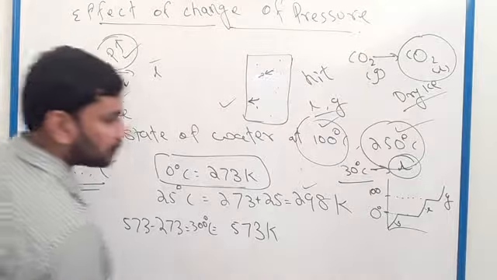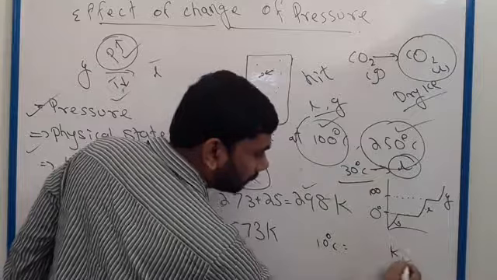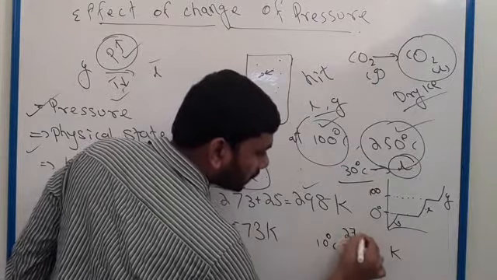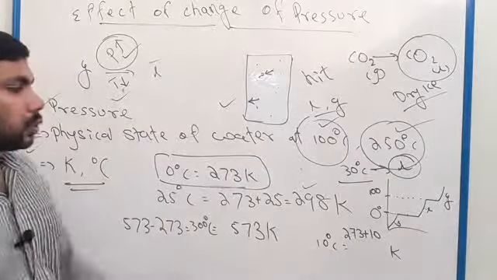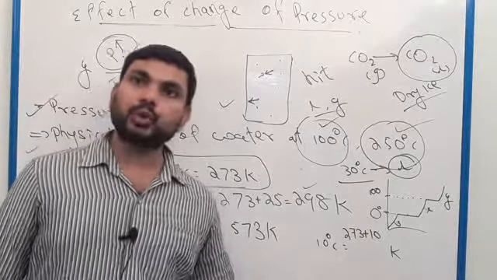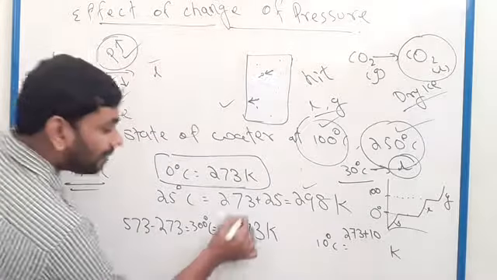Similarly, you have another question. 10 degrees Celsius equals how many Kelvin? You have to do 273 plus 10. Always you have to add 273 to convert to Kelvin. Clear?